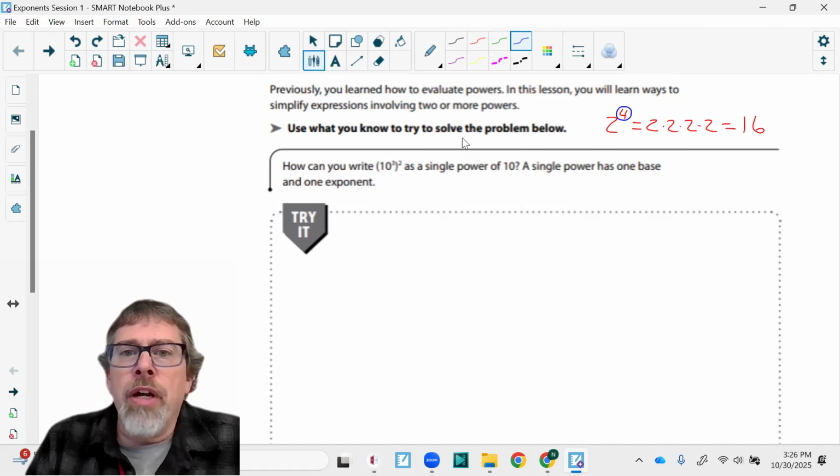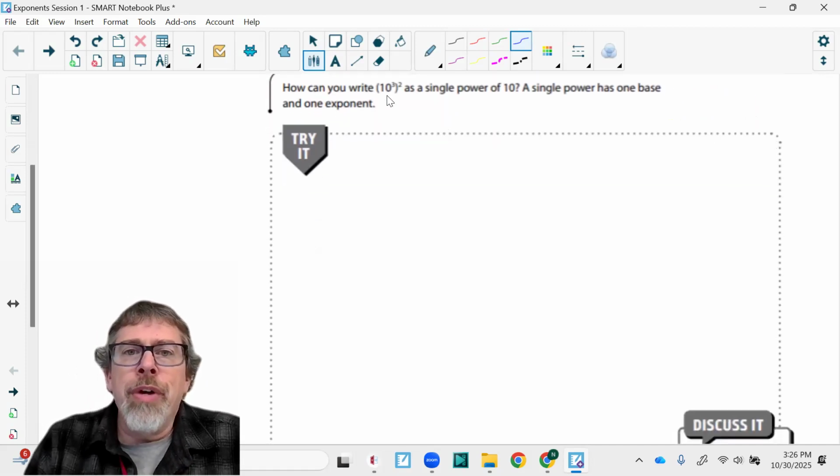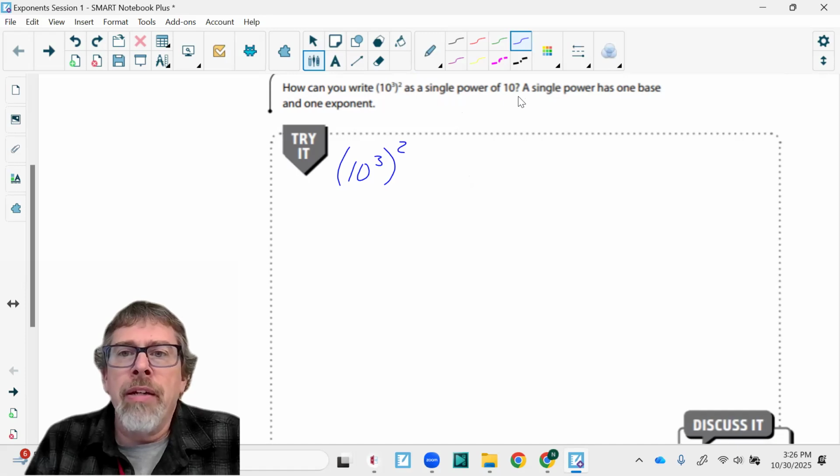Use what you know to try to solve the problem below. It says, how can you write 10 to the third power, and then that whole thing squared, as a single power of 10 that has one base and one exponent? So the way I would think about this is, well, 10 to the third is 10 times 10 times 10.